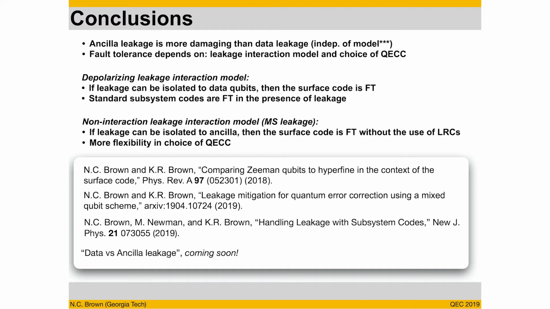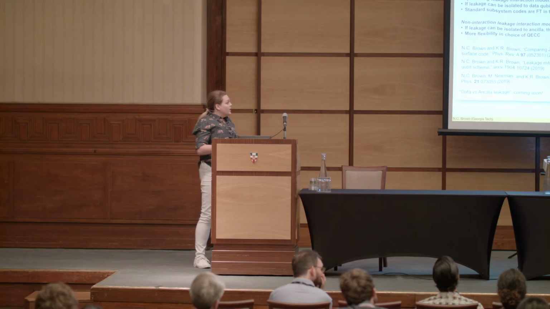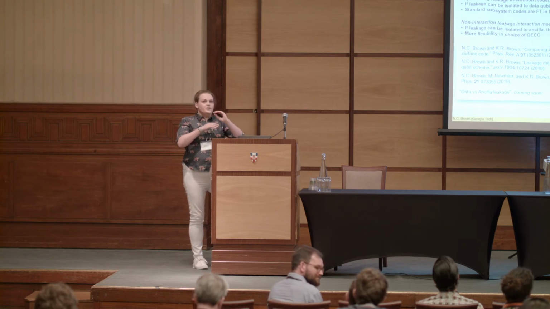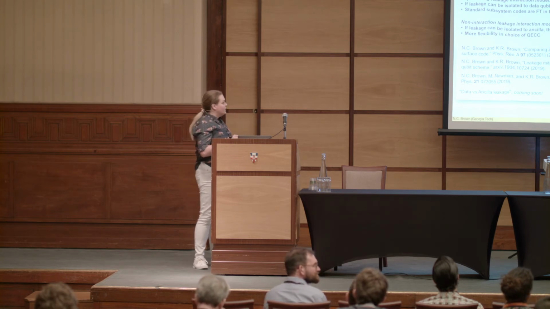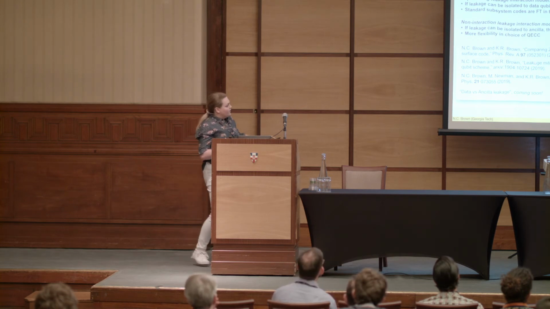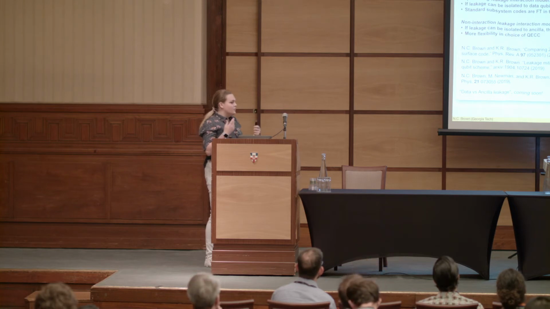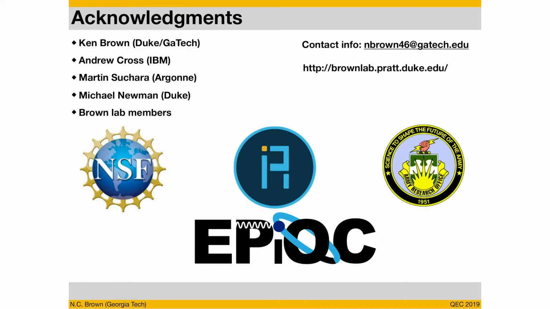And if you can somehow isolate your leakage events to your data qubits, then the surface code can be fault tolerant. And if you're able to change your leakage interaction model to a model where your leakage does not necessarily cause the error itself, then you're going to be able to take advantage of this in meaningful ways. Most of this work is written up in these 3 papers. This one was just published in New Journal of Physics, and it's all about the different codes I talked about.